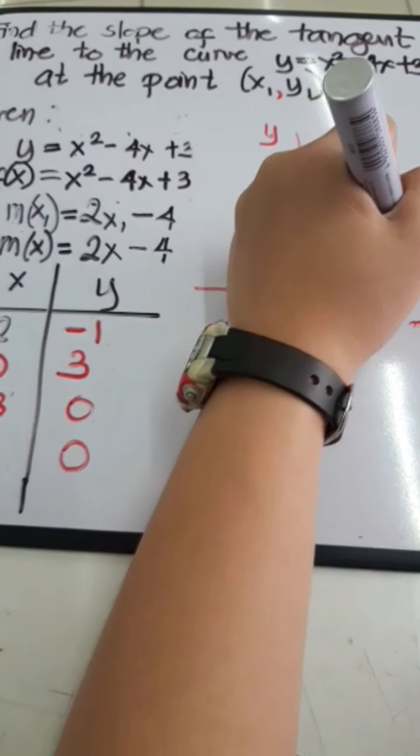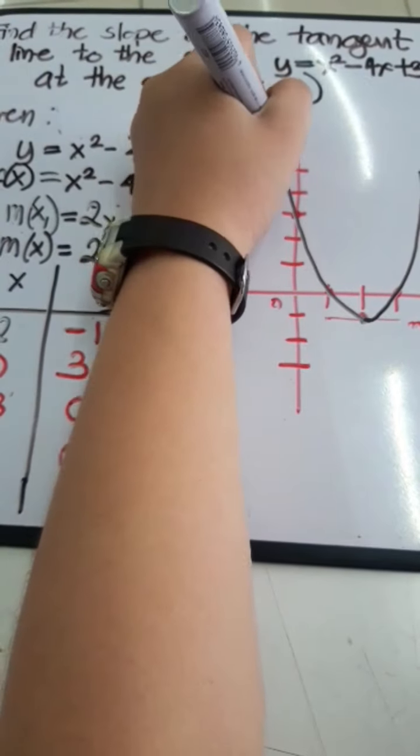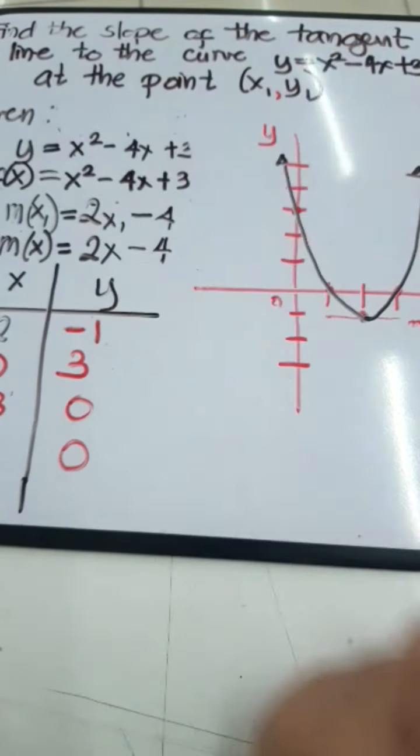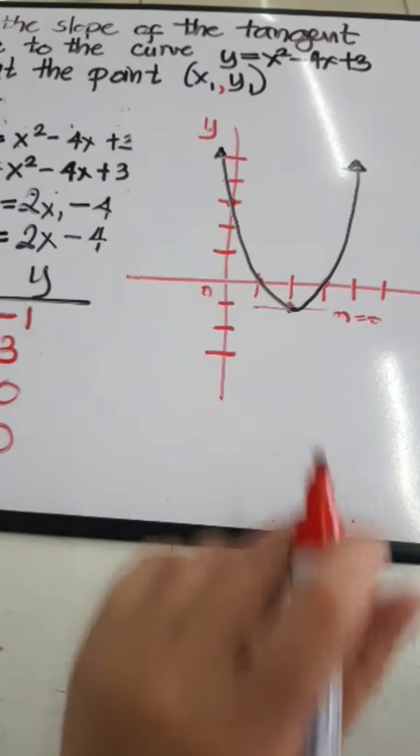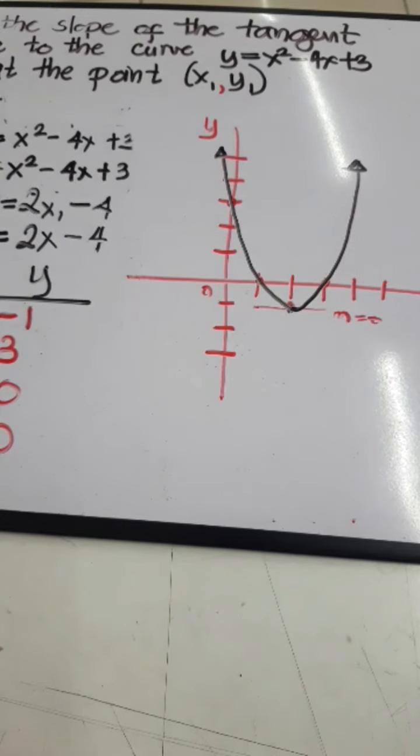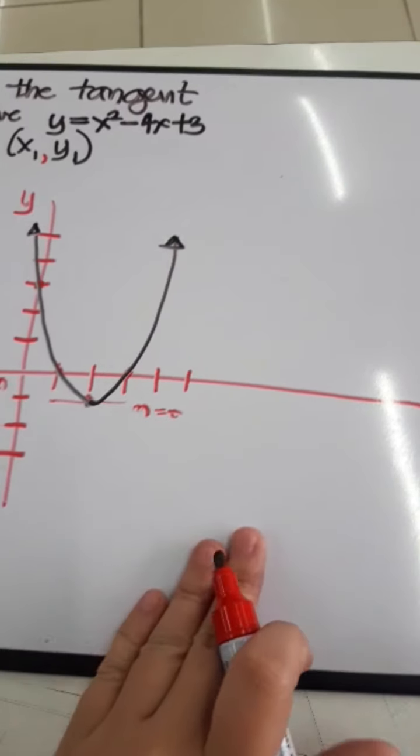Okay? Opens upward. So this is our graph of the function. So, karon, ma'am, anong gi-graph man nimo na? Okay. Ma'am, anong gi-graph man nimo? So, example raman siya, class.